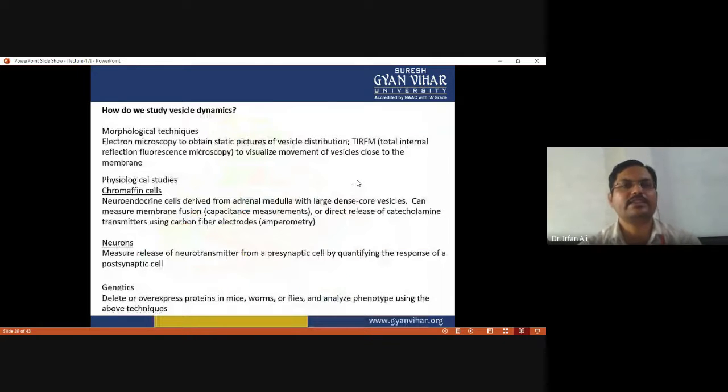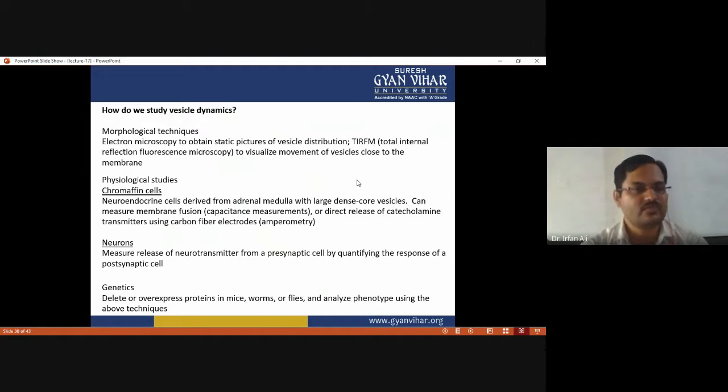And how do we study vesicle dynamics? The first is morphological techniques. They include electron microscopy to obtain a static picture of vesicle distribution, and total internal reflection fluorescence microscopy to visualize movement of vesicles close to the membrane.